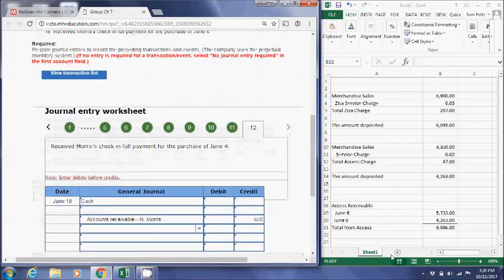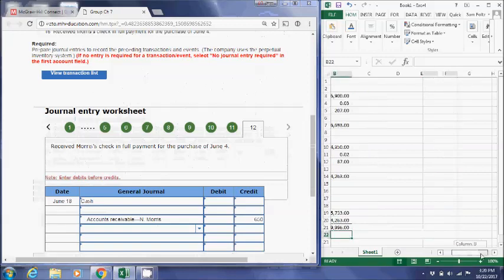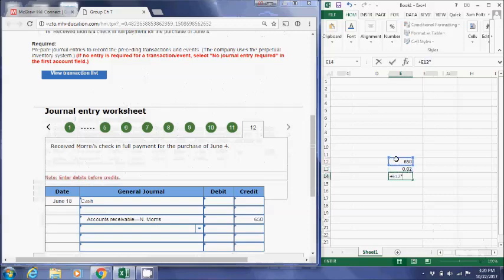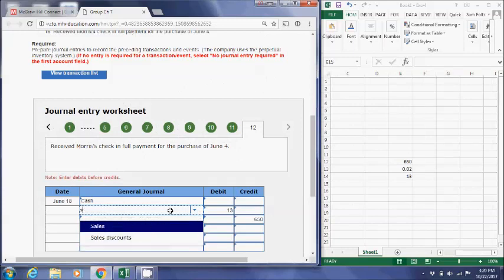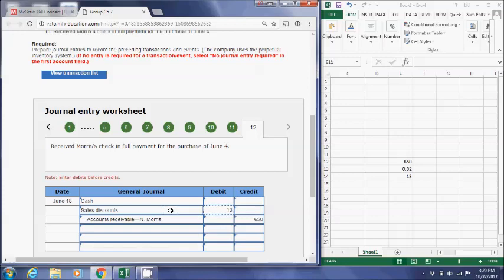If I calculate that 2%, I'm just going to roll over here a little ways. If we have $650 and we multiply that by 0.02, we'll see that it is a $13 discount. We know from a prior chapter that that will now go to sales discounts. Sorry, I got my caps lock on there. Sales discounts gets $13, and therefore we must have received $637 in cash.